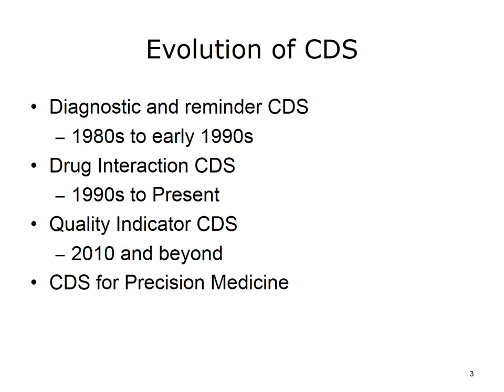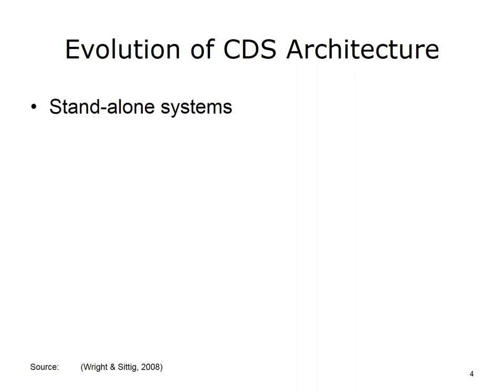In addition to the shifts in content focus for CDS, how CDS is integrated into other systems has changed over the years. In 2008, Adam Wright and Dean Sittig summarized some of the changes in CDS architecture over the years. By architecture, they mean both how the CDS is constructed and how it is accessed, and more particularly, how shareable the knowledge base is. They identified four phases, although programs typical of early phases often overlapped with later ones.